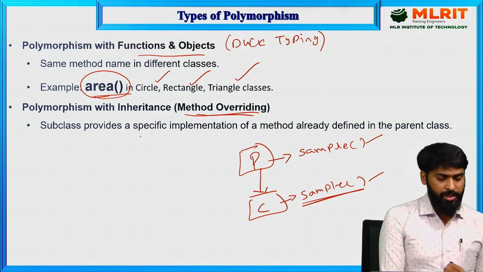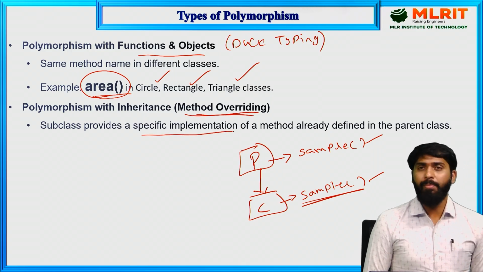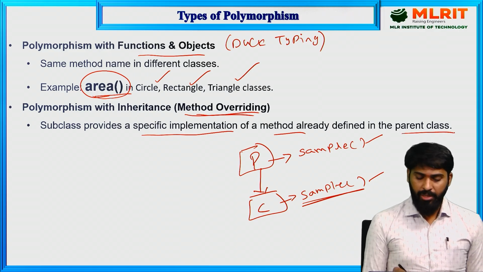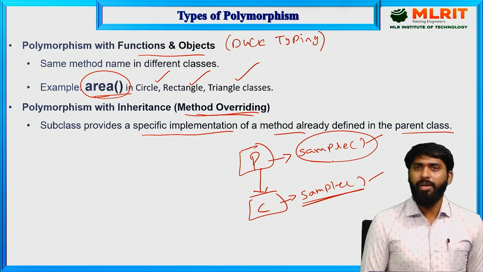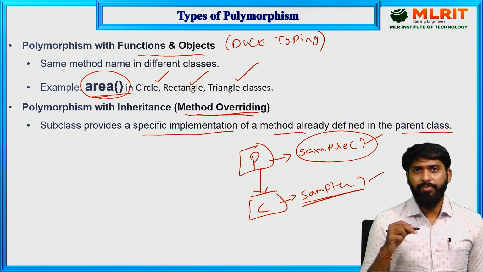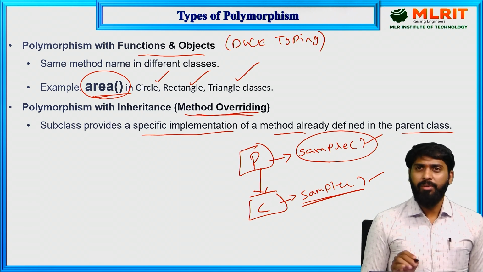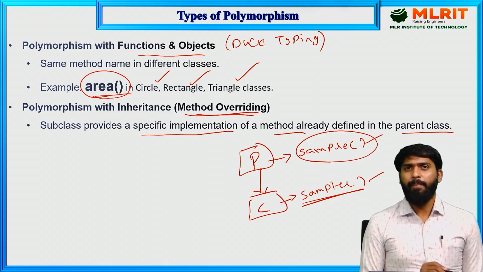The subclass provides a specific implementation of a method already defined in the parent class. So this sample is defined in the parent class. Now we will give the definition to the function sample in the child. This concept we call method overriding.